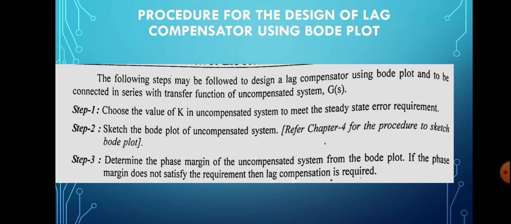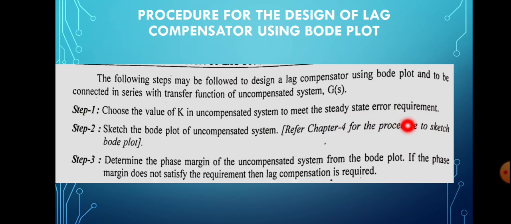Sometimes there is some variable K in it. So first of all, what you have to do is choose the value of K in the uncompensated system to meet the steady state error requirements. You will be given a question to satisfy some conditions, so there will be some requirements.